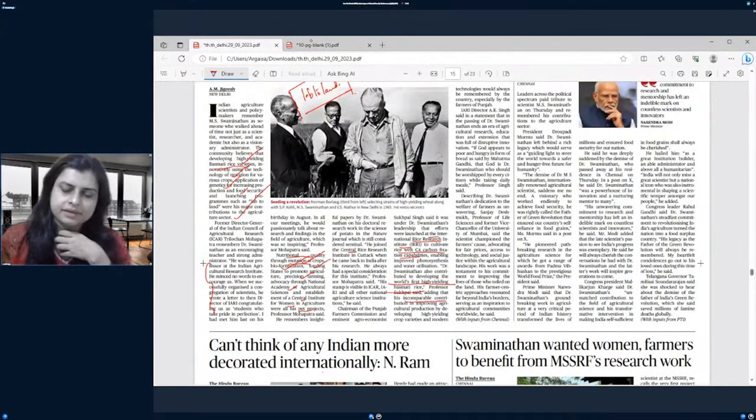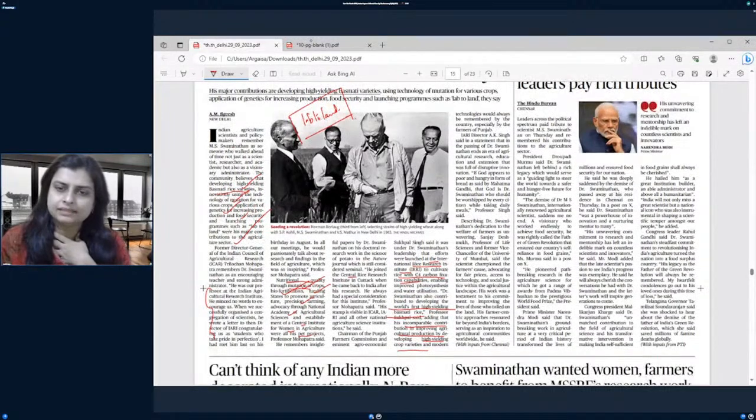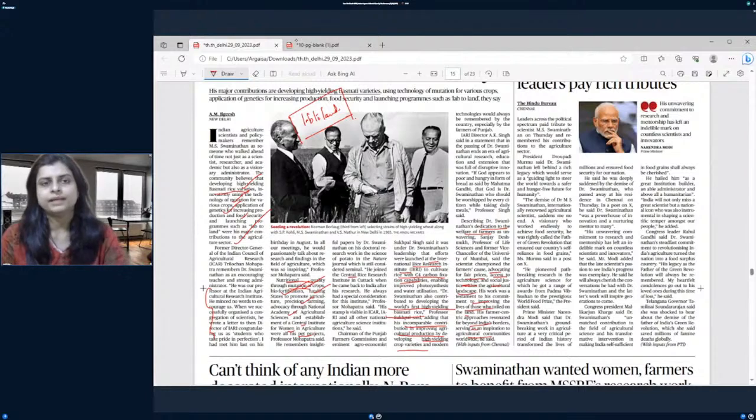He made an incomparable contribution in improving agriculture production by developing high yielding crop varieties, and modern technologies, and would always be remembered by the country. It is said that Swaminathan's dedication to the welfare of farmers was unwavering, and he always advocated for fair prices, access to technology, and social justice within the agricultural landscape. His work was a testament to his commitment to improving the lives of those who toiled on the land. His farmer-centric approaches resonated far beyond India's borders, serving as an inspiration to the agricultural community worldwide.